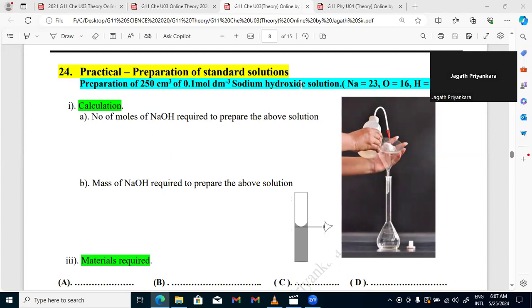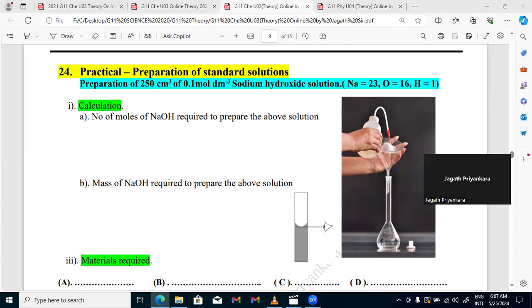Right. Good morning, everyone. So this is a continuation of last week, where we discussed how to prepare a standard solution. I think we discussed the calculation and the procedure, the steps involved. But anyway, I'll quickly tell you how to find the exact mass of NaOH required to prepare this solution. Look at the screen, students.